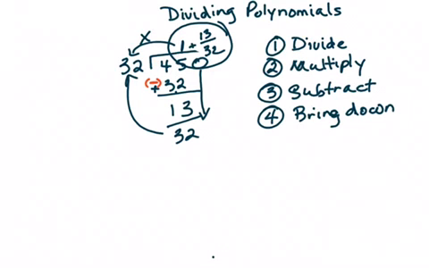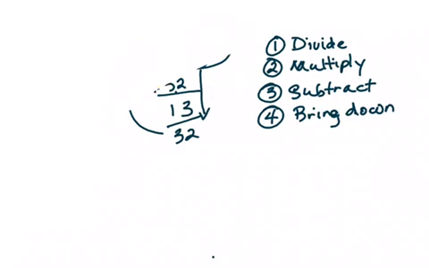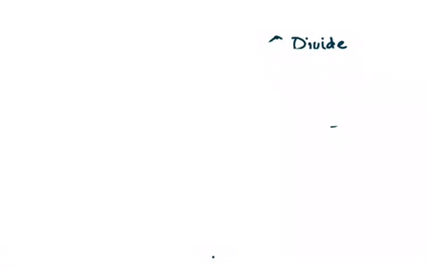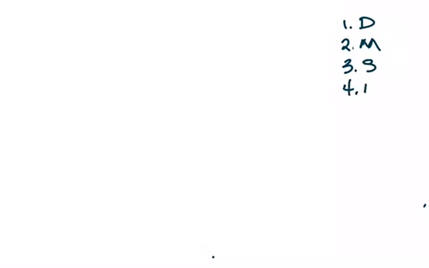All right, so now I'm going to show you how to divide the big guys. But we're still going to use these same steps. But I'll tell you what I'm going to do. I'm going to just go like this on this side. Number 1 is divide. I'm not going to write it out. Number 2 is multiply. 3 is subtract. 4 is bring down. And then number 5, you start all over again.